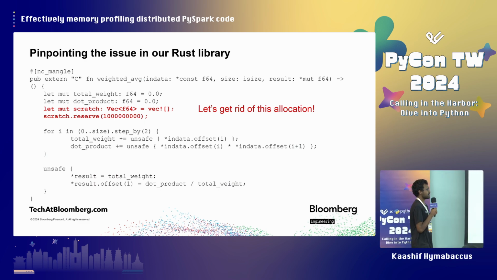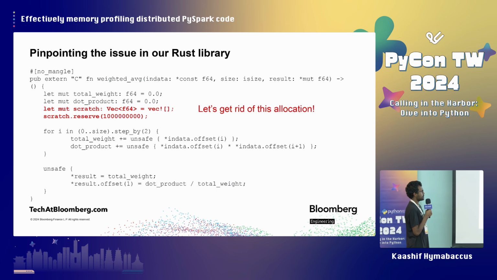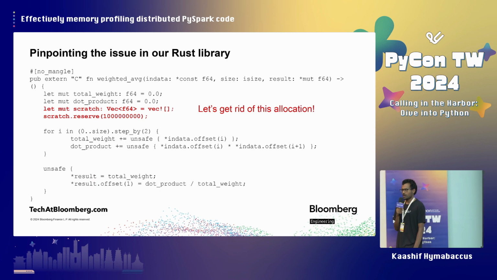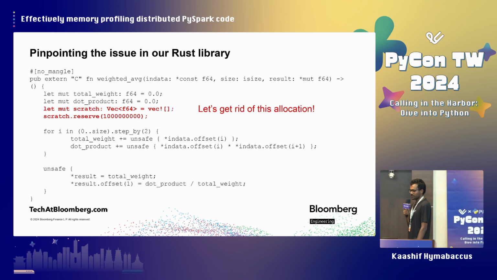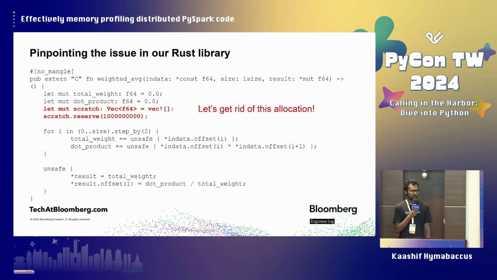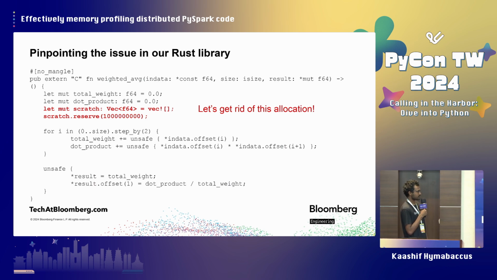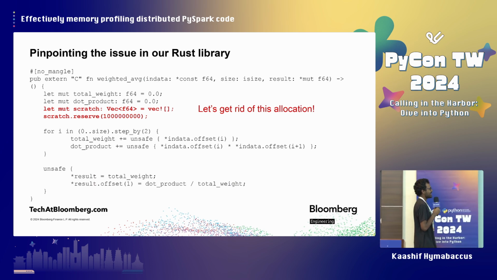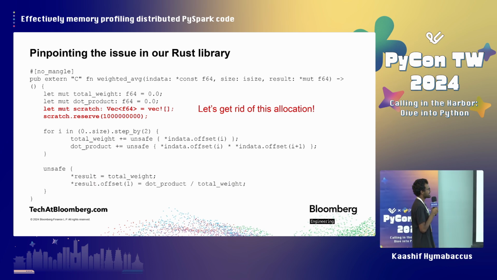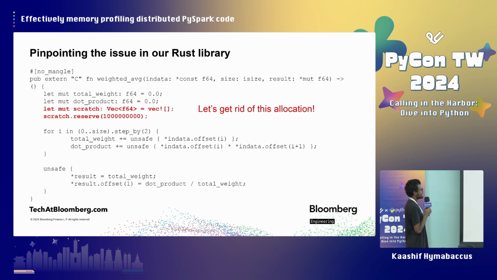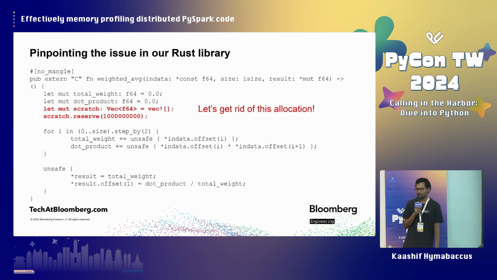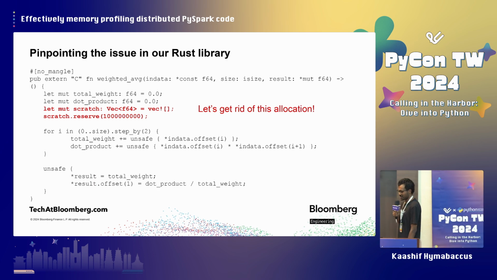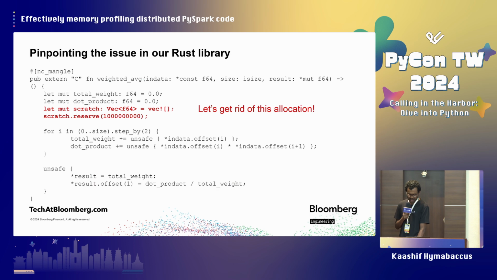But the point is that Memray allowed us to track down this allocation exactly and go to the exact line where the allocation is coming from, regardless of the language your native library is actually written in. So please ignore all of the other Rust code on this slide. I know this is a Python conference, but there's a lot of details here that are frankly irrelevant. So the important part here is that this reserve is where the memory usage is coming from. So let's get rid of it.